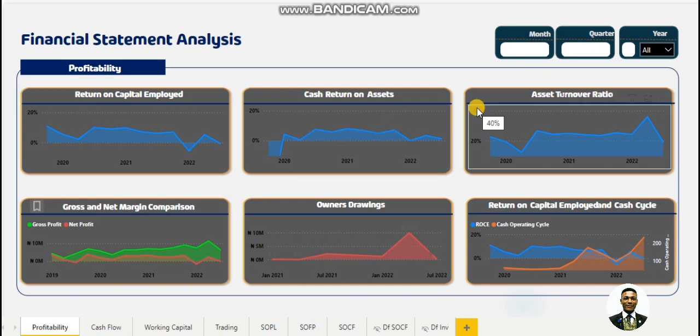Now looking at the asset turnover ratio, what does this ratio tell? The asset turnover ratio tells us how well the business has been using its assets in generating sales.